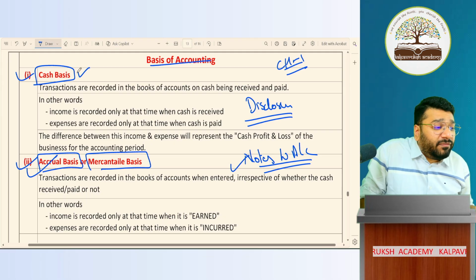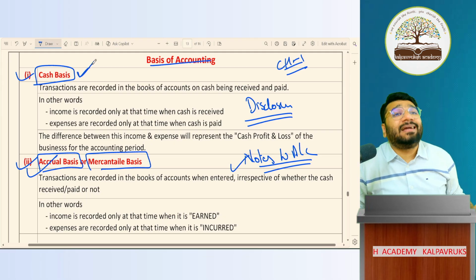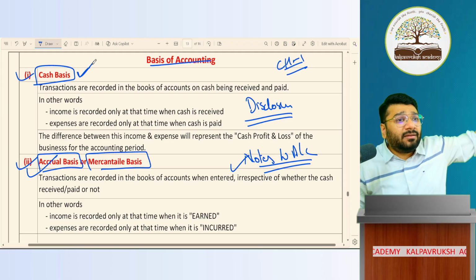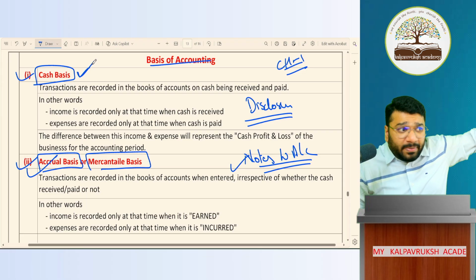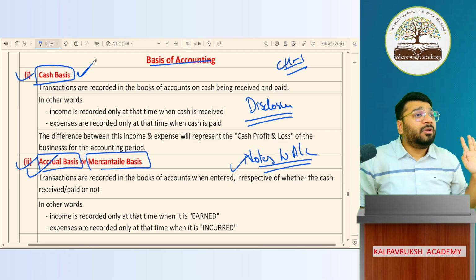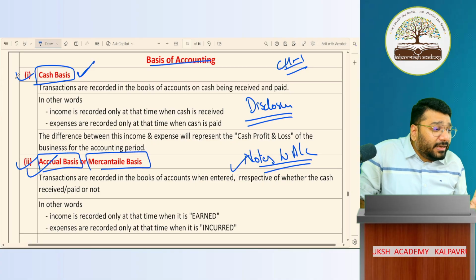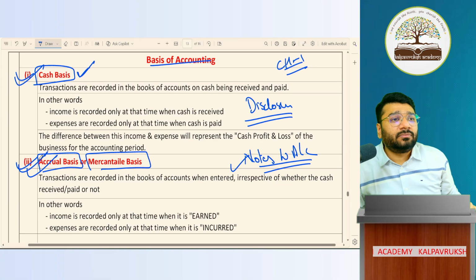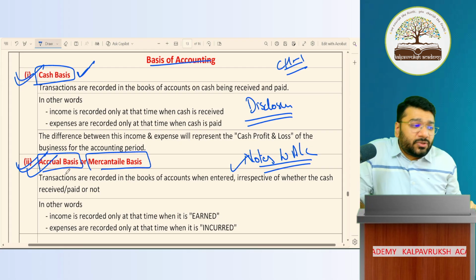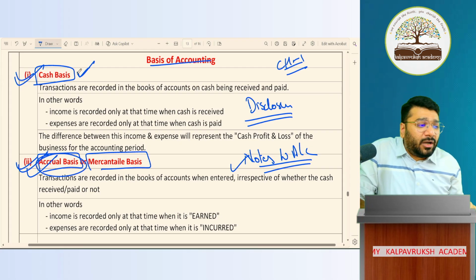Sir, if I prepare the financial statement on cash basis, is it a crime? Will they put me in jail? No. Will they put penalty, interest, fine? No. Your financial statement, you can prepare in whatever way you want, either cash or accrual. Nobody is going to stop you. But accrual is more appropriate, no sir. Cash is not appropriate, no sir.